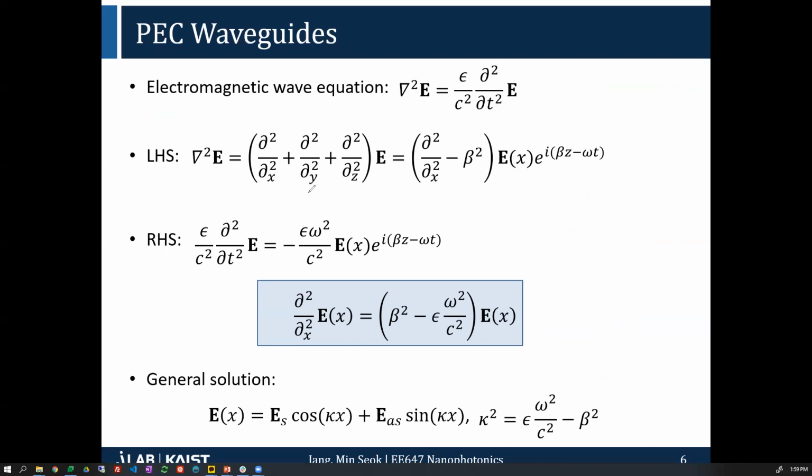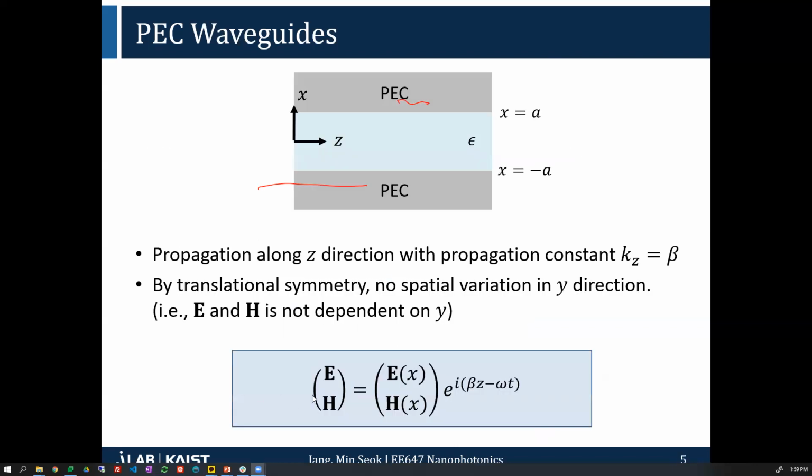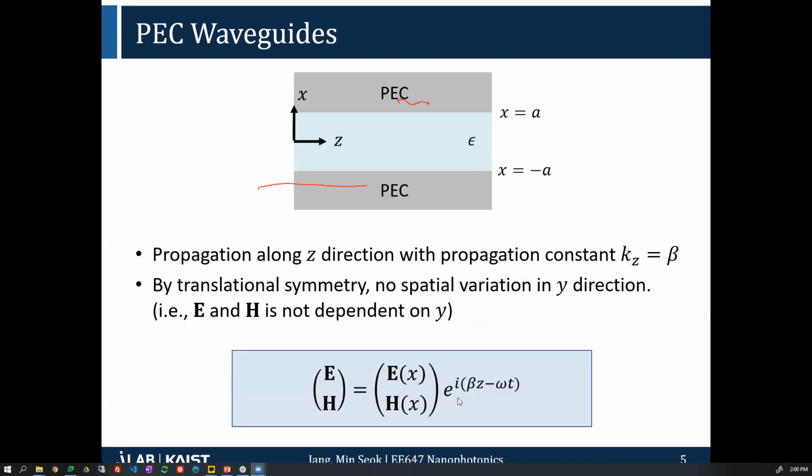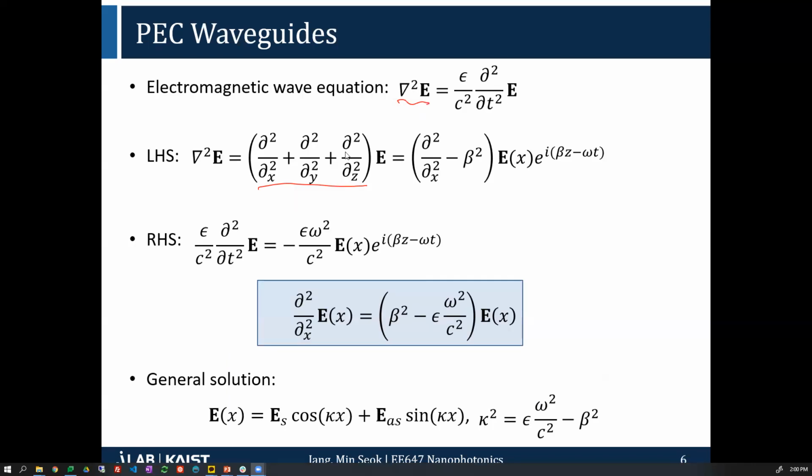Okay. So if you look at the left side first, it's just the Laplacian. Because along the y direction everything is symmetric, there's no variation, so we basically ignore the y directional symmetry. So E only depends on x and z. And because we are solving for the wave propagating along z direction with the dependence of e to the i beta z, the second order derivative along z becomes minus beta squared. So the right hand side becomes like that.